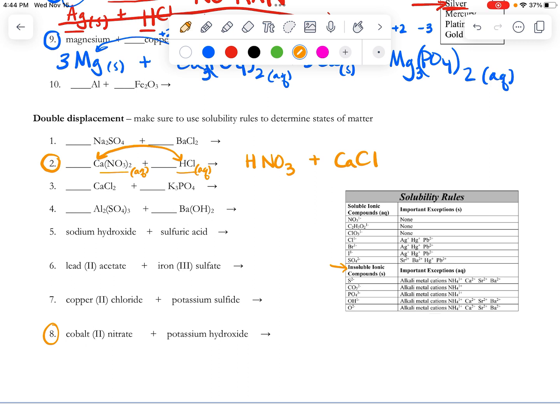Now I've made 2 compounds, and like I said before, whenever you make a compound, you have to check charges. Hydrogen is a +1, nitrate's a -1, so we don't need to add anything. We're good to go. Over here, calcium's a +2 and chlorine's a -1, so I'm going to need 2 chlorines.